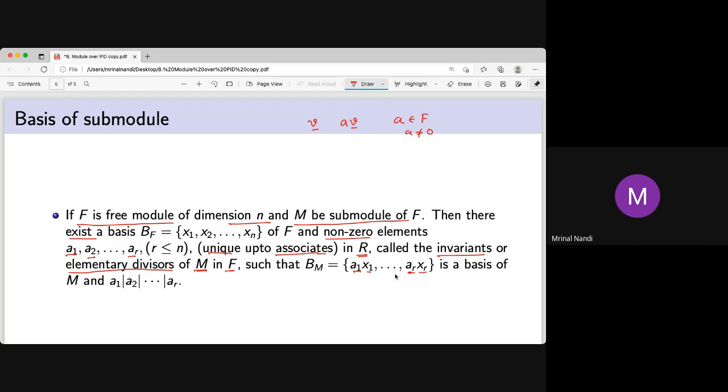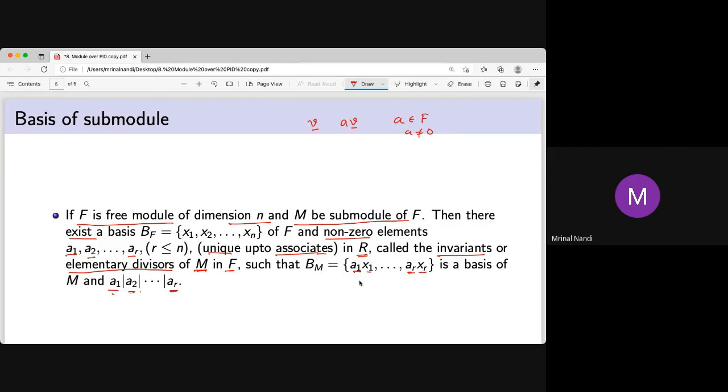You can just rearrange these a1x1 up to arxr such that a1 divides a2, a2 divides a3, and so on, a(r-1) divides ar. So ai is a divisor of a(i+1). Such a thing also happens. This is very important to find the structure of an abelian group or a finitely generated free module over a PID. We'll not go into the detailed proof of that, but the application of this theorem is very important.